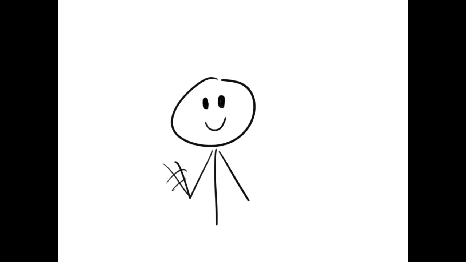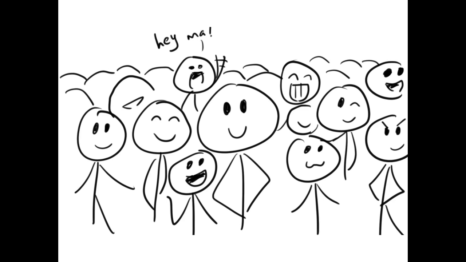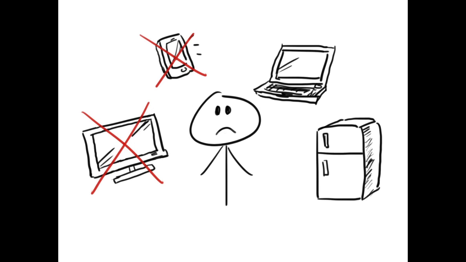This is Bob. Bob lives in a rural village without electricity. 1.4 billion people around the world live just like Bob without electricity. This means no TV, no cell phones, no computers, no refrigerators, and no lights at night.